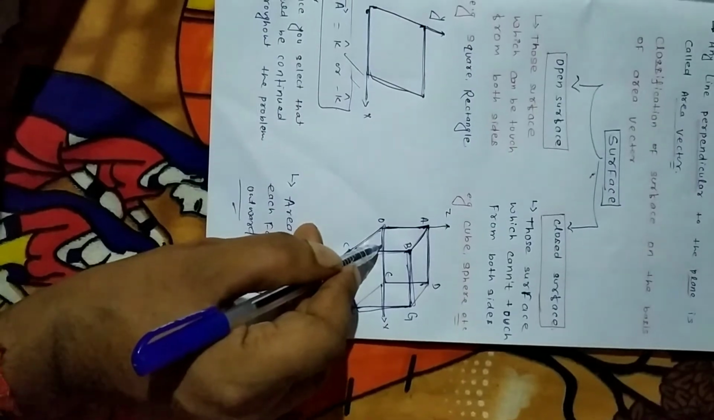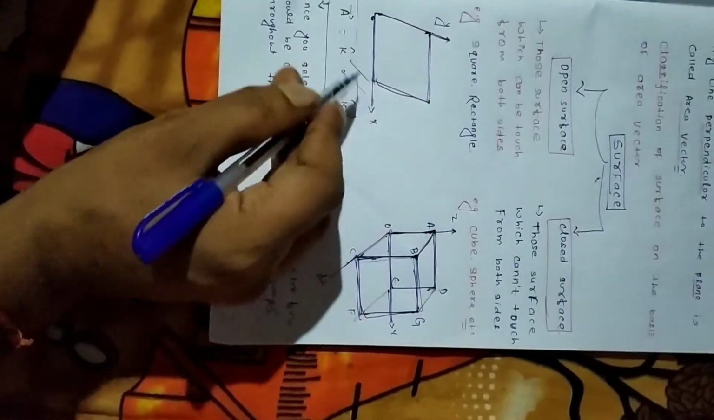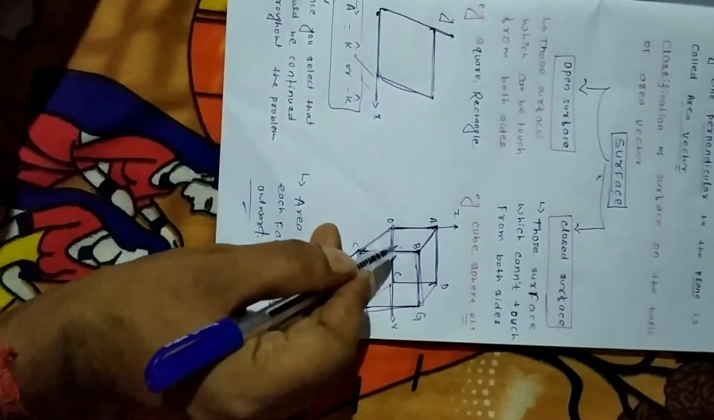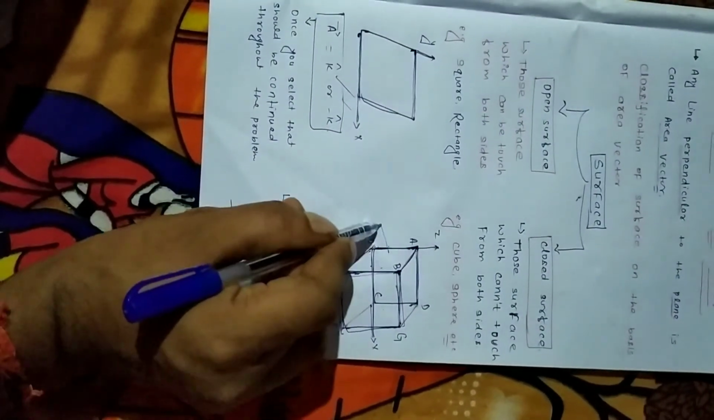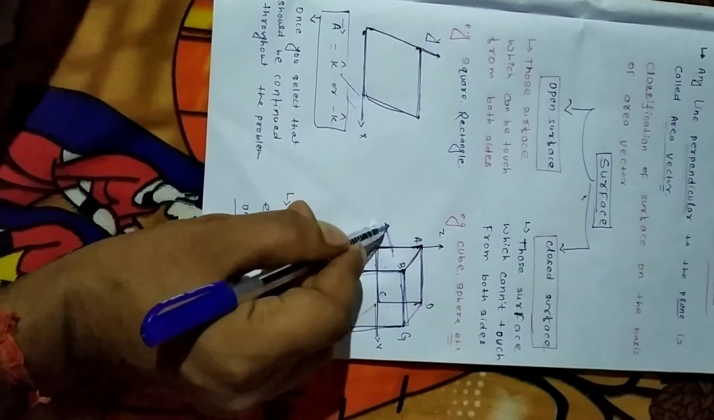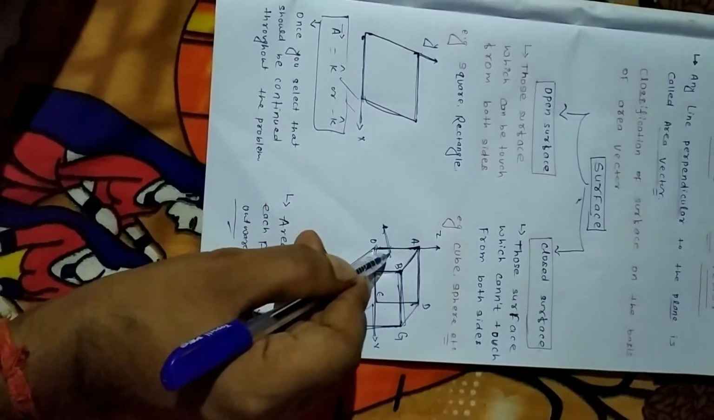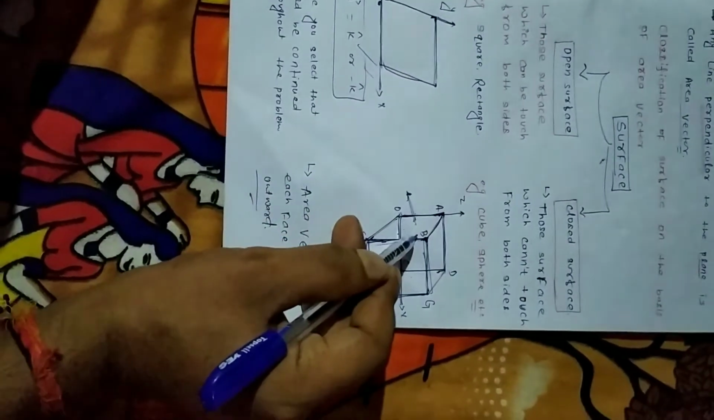So its area vector, according to your previous concept, may be positive x or may be negative x. But right now you have only one choice, to select negative x, because this will be outside. If you select positive x, this will be inside, which is not valid. So in the case of a closed surface, you always have to take the area vector outside. Done, buddy? Okay, thank you.